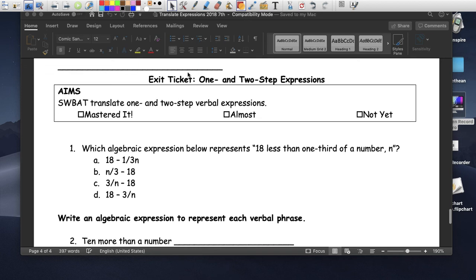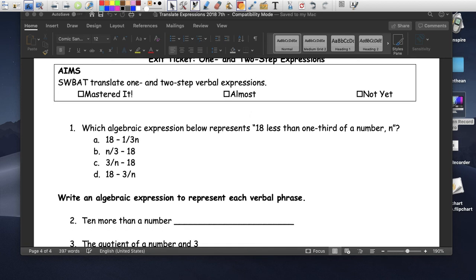Exit ticket, well, you can do it. Okay, so we ran out of time. Which algebraic expression represents 18 less than 1/3 of a number?